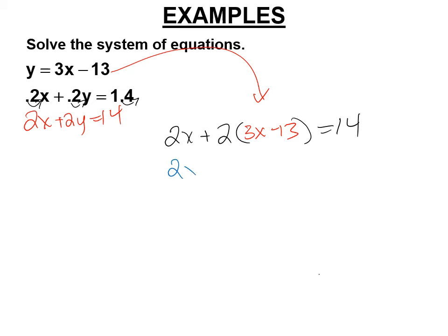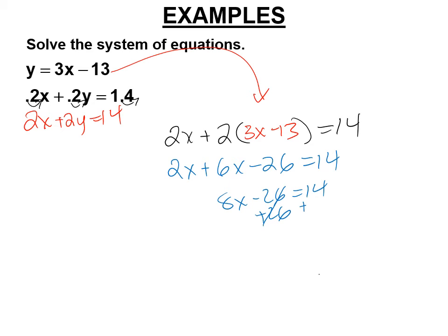So distributive property, 2x plus 6x, 2 times negative 13, negative 26 equals 14. 8x minus 26 equals 14. Add 26 to both sides. 8x equals 40. Divide by 8. X equals 5. So the x coordinate is 5.